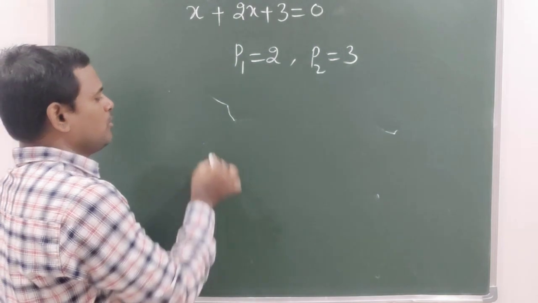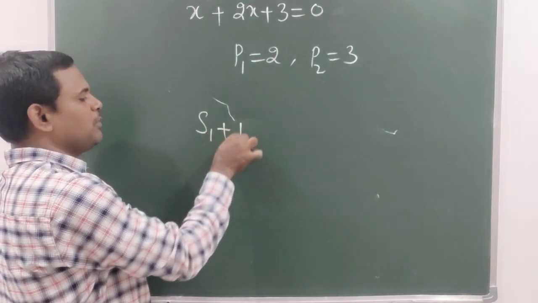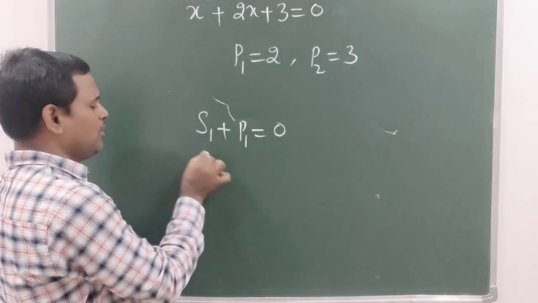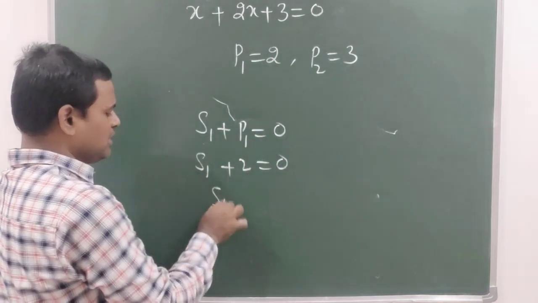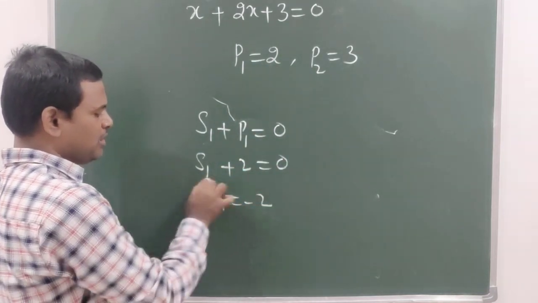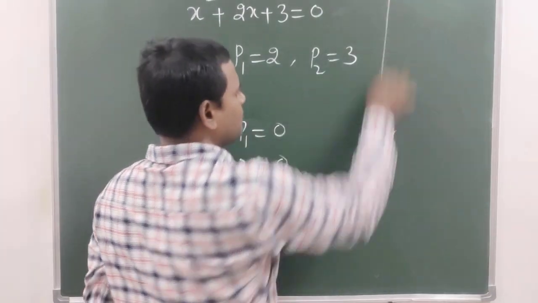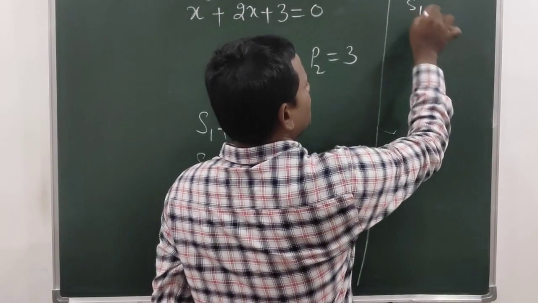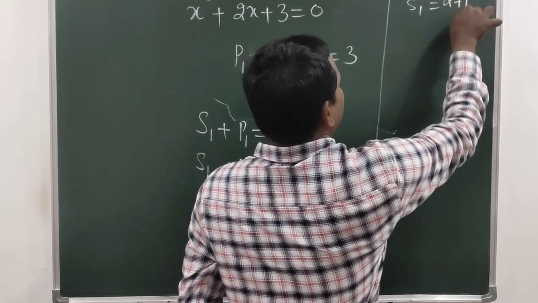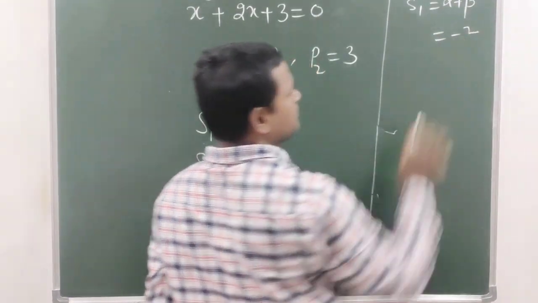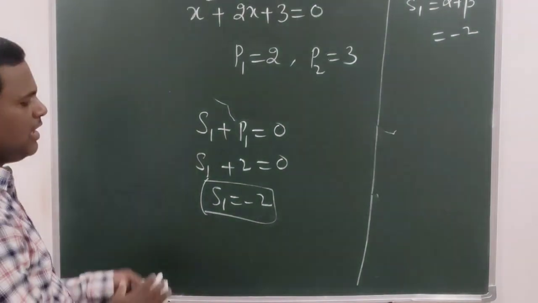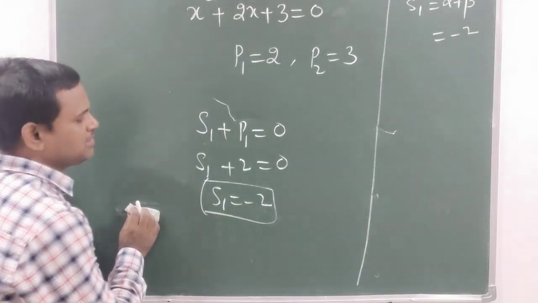Now go to the first step: S1 plus P1 is equal to 0, no? Now S1, P1 is how much? 2. So S1 is equal to minus 2. S1 is nothing but alpha plus beta. So alpha plus beta we have got as minus 2. Okay? Right. Keep it aside.